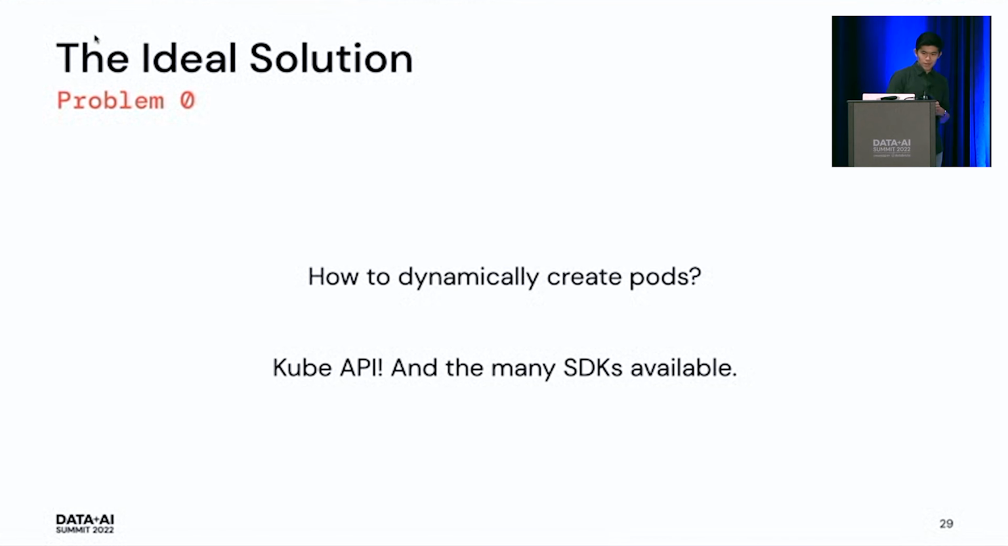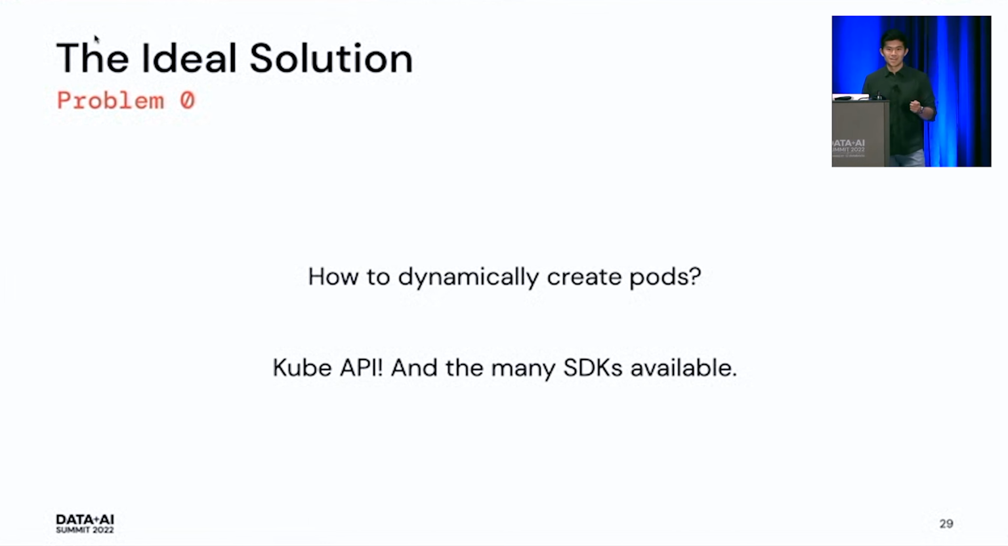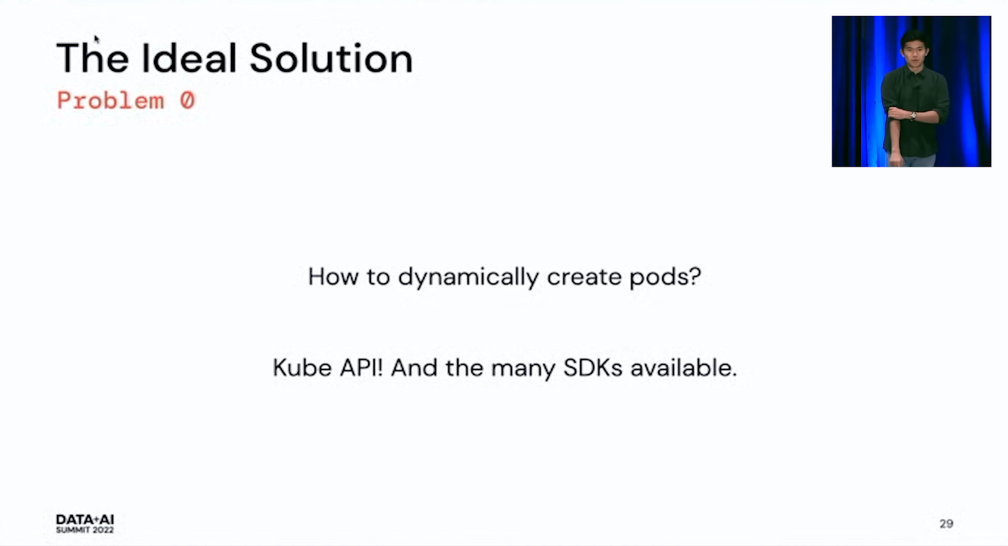So I'm going to walk through this solution in little bite-sized problems. I think that's kind of how software engineers think. Take a big problem, cut it down, compose it back up. So this is problem 0, not because I'm counting from 0, but because it's really not a problem, right? It's like a non-problem. And that is how to dynamically create pods. This one is easy. Kube has a great API, and there are many, many SDKs available. So we picked one and we were good.